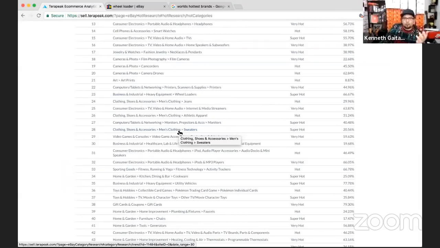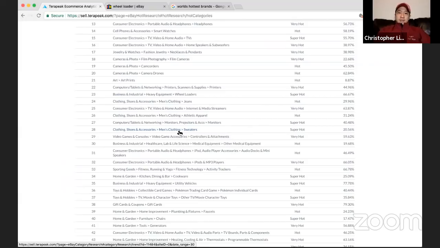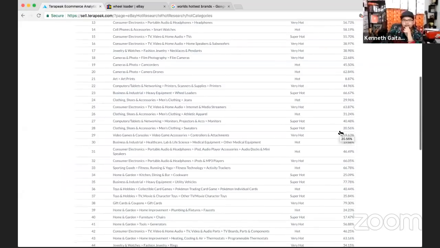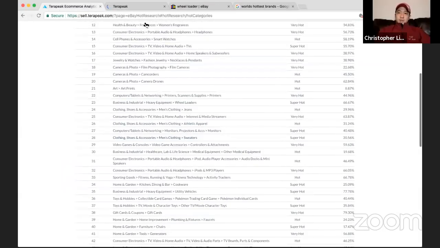Sweaters. Super hot because probably I think that there's like a timeline on this too. Oh. It's considered super hot even though it has a normal sell-through rate of 20%. Right. So that means sweaters are horrible the rest of the year. Click on the percentage. Sort it by percentage, Chris. Oh, okay. Let's sort it by percentage.